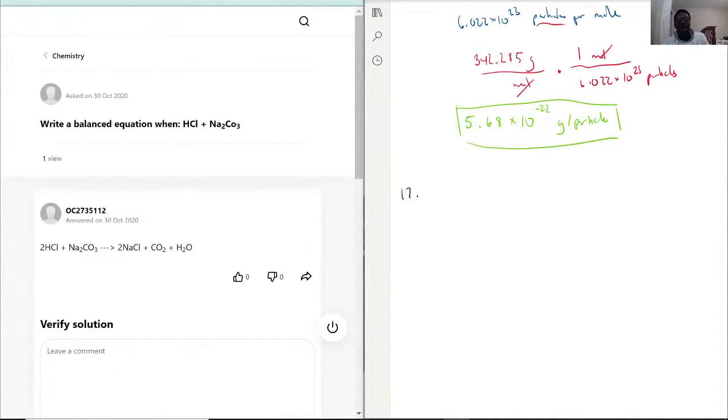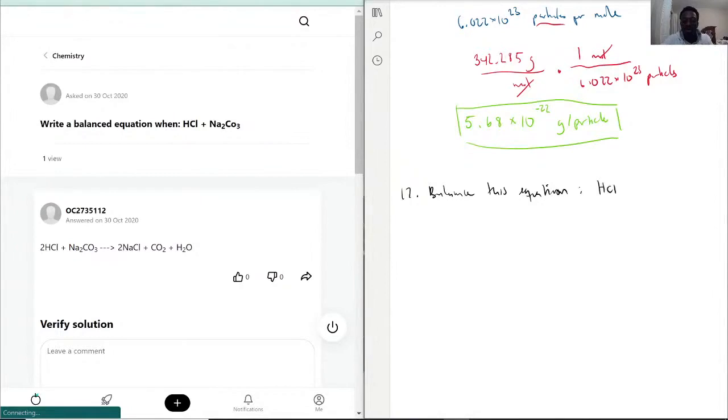Write a balanced equation, okay? So balance this equation. We have HCl and Na2CO3. So sodium carbonate will be the name of this. So that being said, if you want to balance this equation, just trying to figure out what this would make.